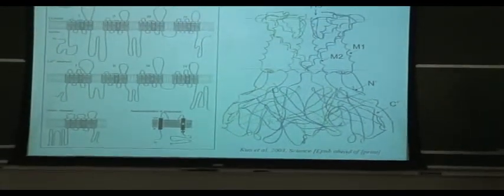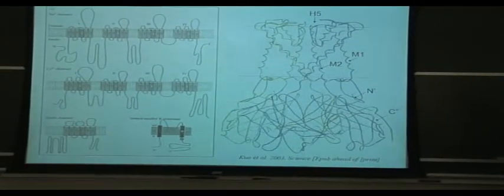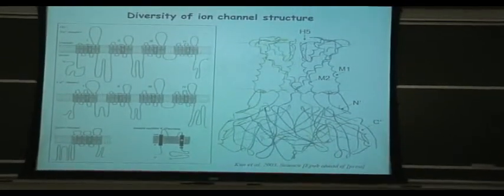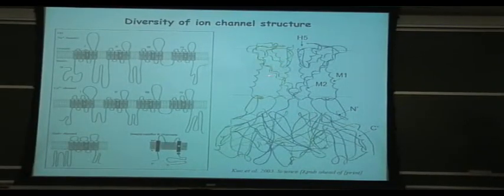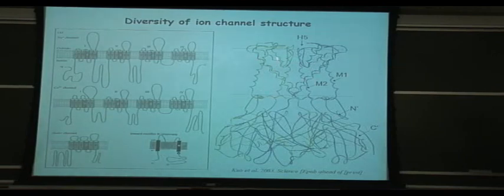Two years ago, Declan Doyle and colleagues crystallized the first member of this KIR channel family. They crystallized the bacterial homologue, and we are now using this as a model for all of the eukaryotic channels. What you can see in this ribbon diagram in four different colors, yellow, green, pink, and blue, are the transmembrane helices. So this would be the membrane here.